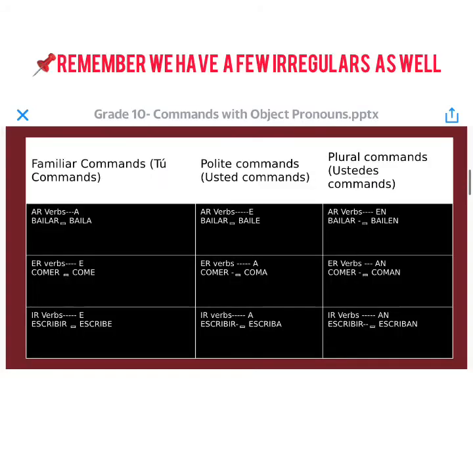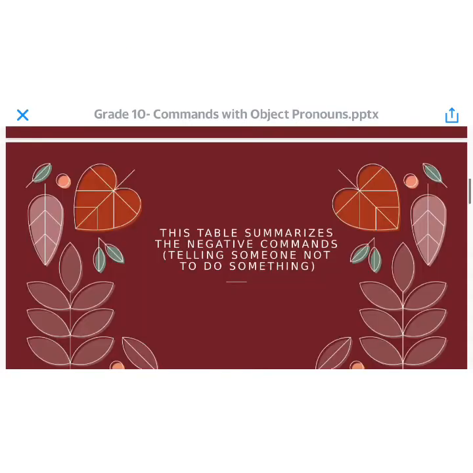So for the familiar, the AR verbs would end with the A, and the ER and the IR would end with the E, whereas for the polite, the AR verbs would end with the E, whereas the ER and the IR would end with an A. For the plural, the AR verbs would end with an EN, whereas the ER and the IR would end with an AN.